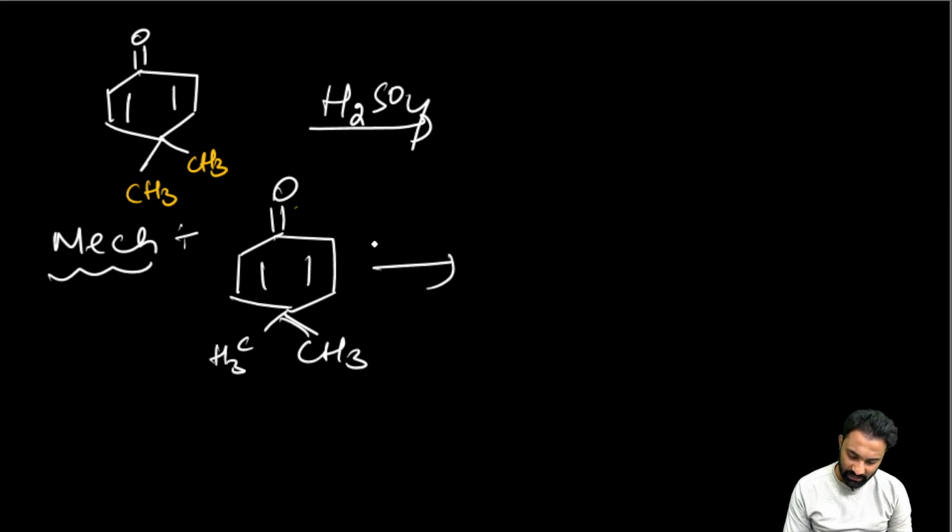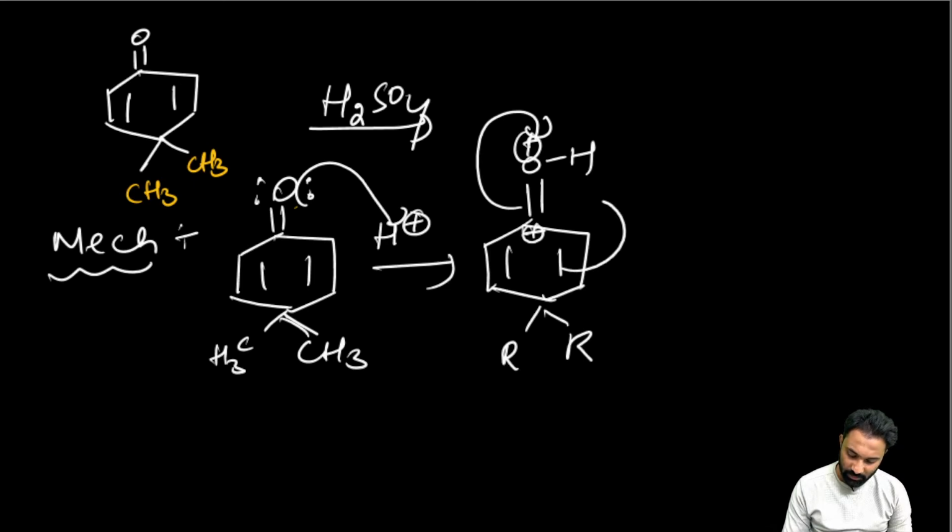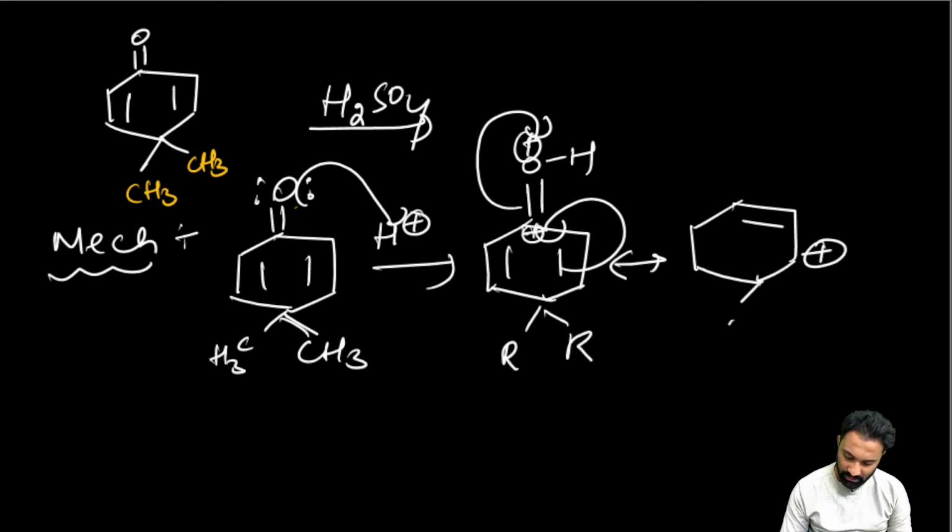So that's the reason H2SO4 will take this bond pair of electrons towards itself. When it has taken this bond pair of electrons towards itself, oxygen will get the positive charge. To stabilize this positive charge, the bond pair of electrons will be shifted. Then to stabilize this carbocation, again this bond pair of electrons will be shifted here, and it will convert into the enol. Here you will get the positive charge. Here we have the dialkyl.